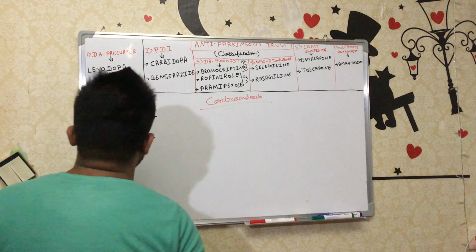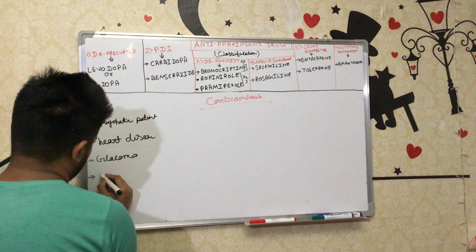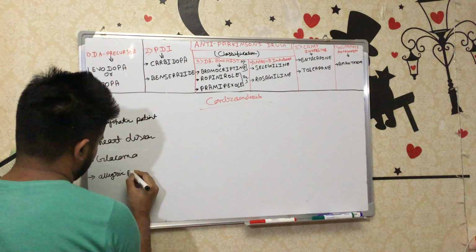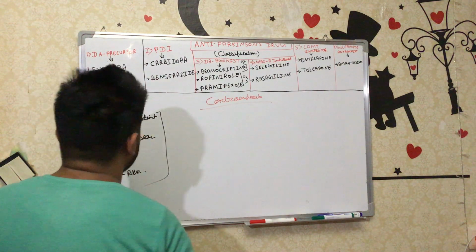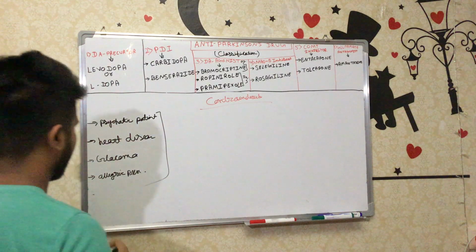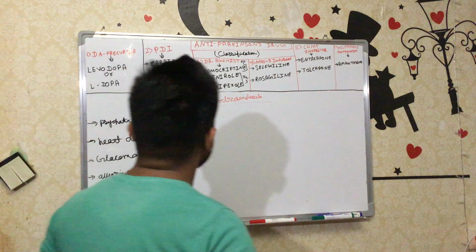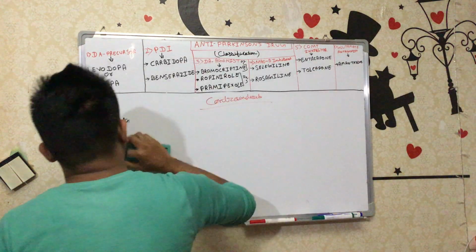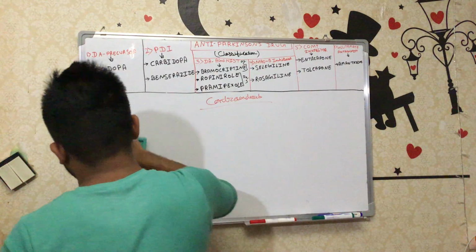So: psychiatric patients, heart disease, glaucoma. Then allergic reaction should also be avoided. So these are the main contraindications for which the anti-Parkinson drug should be avoided. That was about the levodopa. Next we'll discuss the benzodiazepine and carbidopa, the side effects.